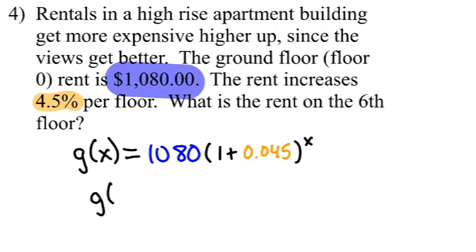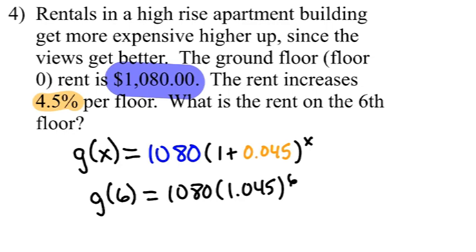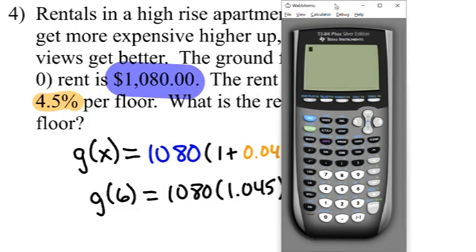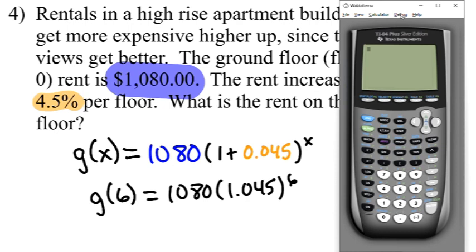So now we're looking at g of 6 equals 1080 times 1.045 to the 6th power. So again, we're going to pull up that calculator and get it out of the way a little bit. So it's 1080 times 1.045, and let's see, sorry, to the power.